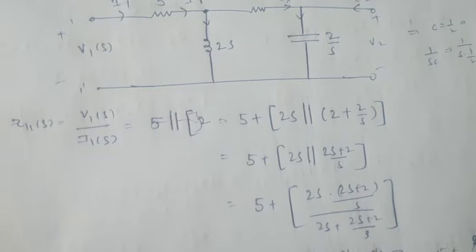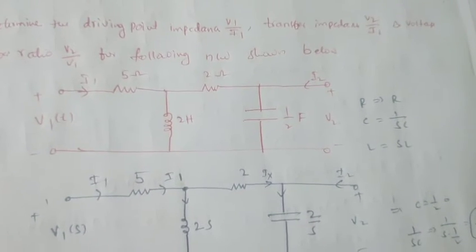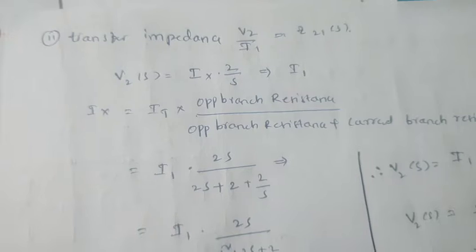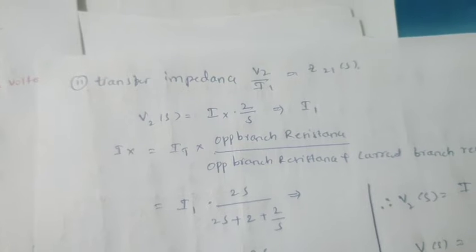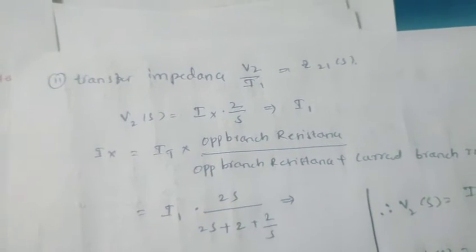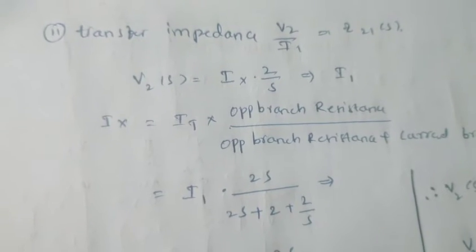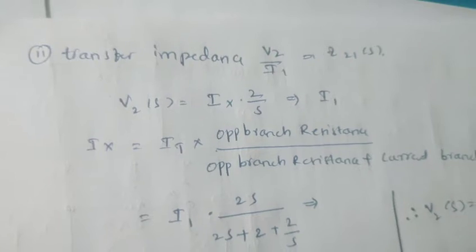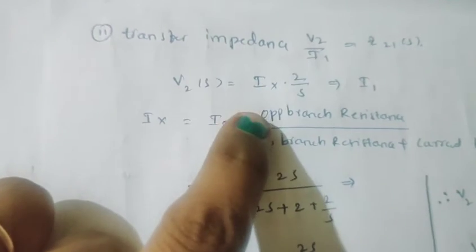Next we have to find the transfer impedance value, which is nothing but V2 by I1. So the next one is our transfer impedance value, which is V2 by I1, that is Z21 of S. Here Z21 of S is nothing but V2 of S by I1 of S. So here we have to find what V2 of S is and what I1 of S is.